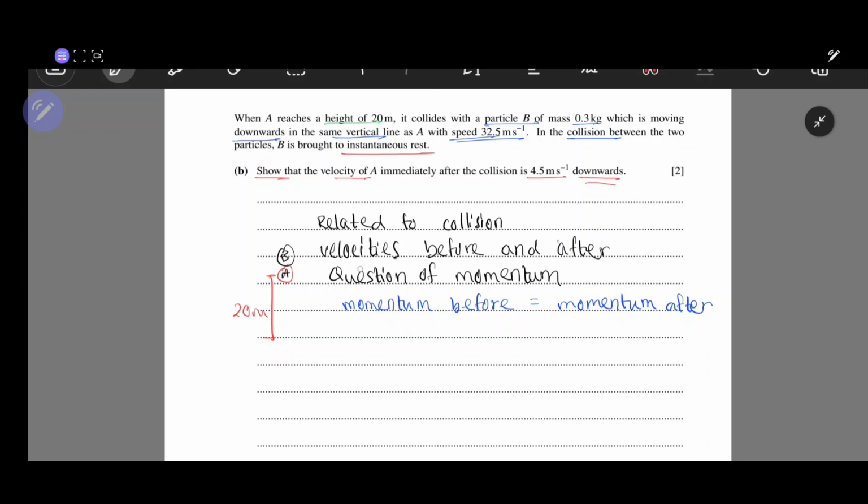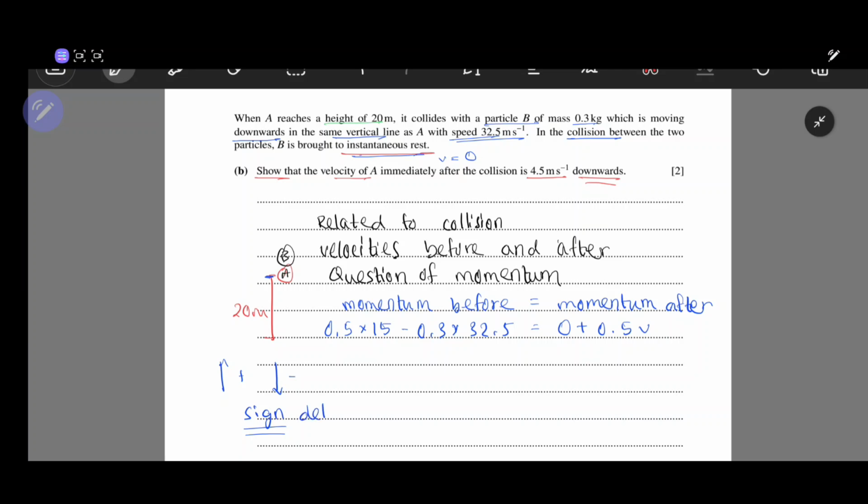So particle A was at a speed of 15 meters per second when it reached the height of 20 meters. So the mass of A was 0.5 times its velocity, 15. We're taking upwards as the positive direction and downwards as the negative direction. Since B was moving downwards, we'll use minus 0.3 times 32.5 equals, B was brought to an instantaneous rest, so the velocity of B immediately after collision is 0. So we can just write a 0 for that. And for A, we don't know the direction of the velocity, so we'll just use V to represent that. So plus 0.5 V.